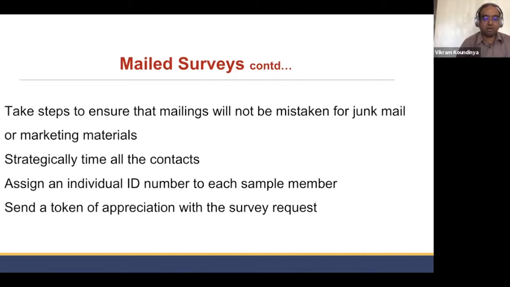And then if you want to follow up with the non-respondents, which is a recommended practice, you may need to assign an individual ID number so that we know who responded and who hasn't. But I have experienced that some people strike off the ID number, thinking that we are trying to track them. Those situations can maybe be avoided if we indicate why we are using that ID number. And also send a token of appreciation with the survey request. Just tell them that you appreciate their time. And if incentives are possible, then we can give some kind of incentives.